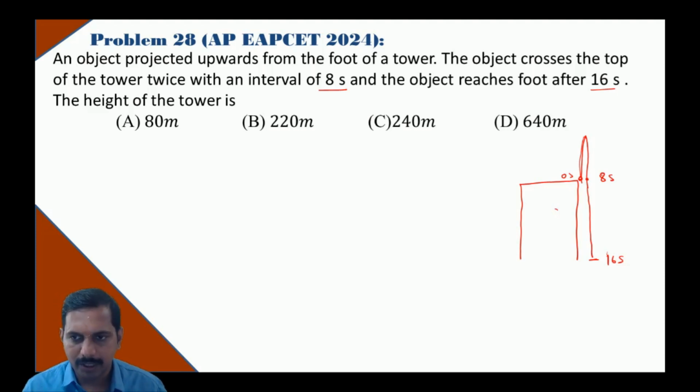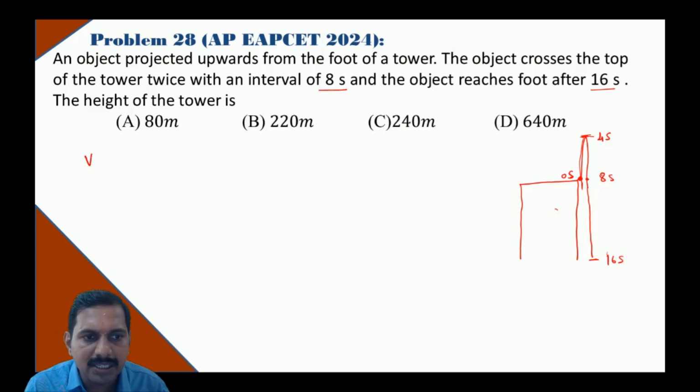So let us do that. First of all, from 0 seconds to 8 seconds, it means to go from the top of the tower to the top of its trajectory, it would have taken half of this time, that is 4 seconds, right? So to reach here, it would have taken 4 seconds. We do not know what is the velocity here, but we know what is the velocity at the top, that is v is equal to 0, right?